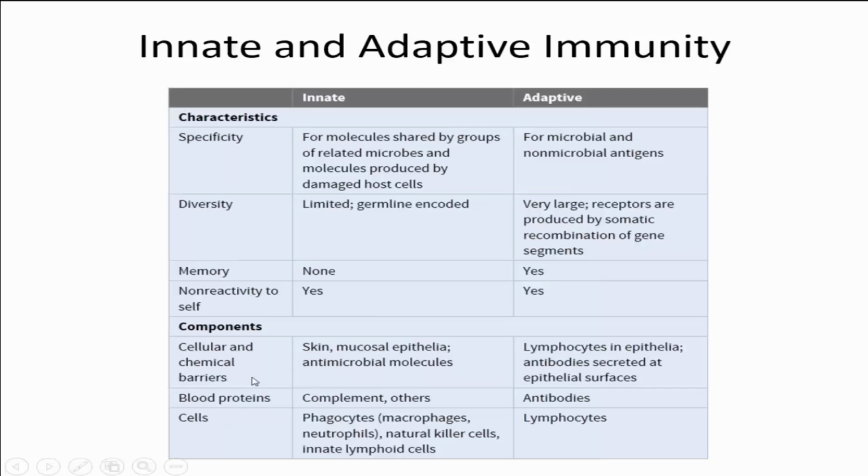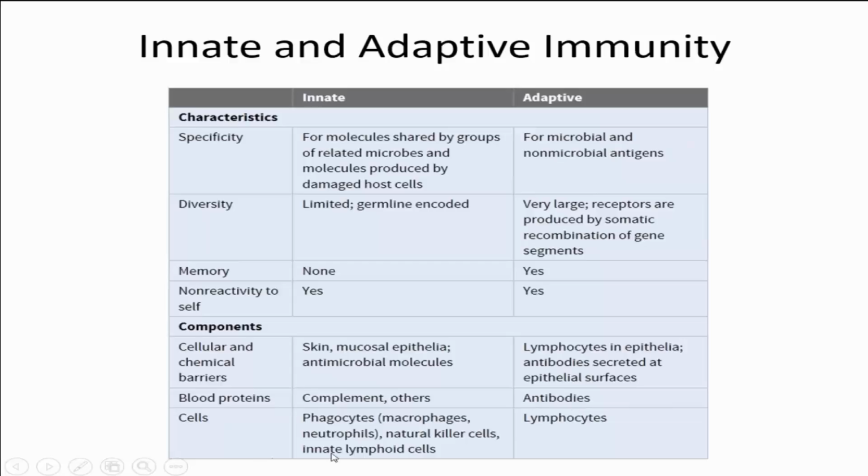So there are cellular and chemical barriers. In innate immunity, that's formed by the skin and the mucosal epithelia and some of the antimicrobial molecules that are in that structure. Versus the adaptive immune system also has some lymphocytes in the epithelium, as well as some antibodies that are secreted at epithelial surface, which are different from what's in the systemic circulation. There are some blood proteins, so for innate immune system, something like complement, versus antibodies for the adaptive immune system.